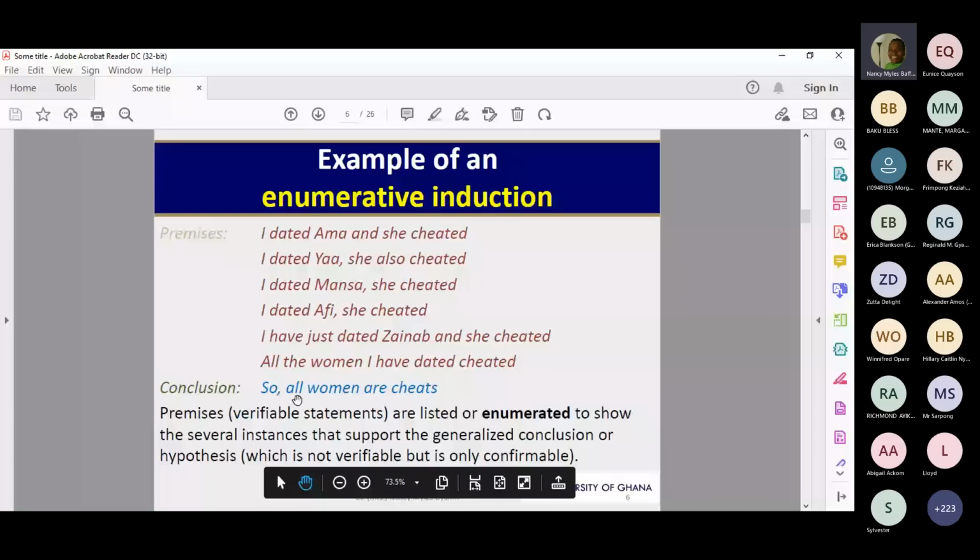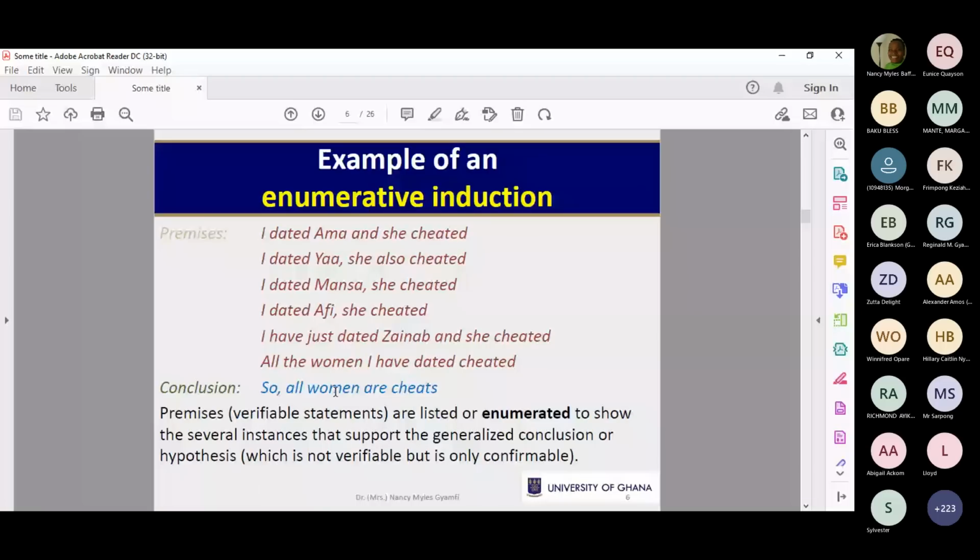But if I had concluded by saying, from all these premises, I conclude, so most women are cheats. All women are cheats, and most women are cheats. I'm not saying the same thing. One is saying, oh, there's no exception to the set of women. That's difficult to defend, difficult to confirm. The other one, which says, so most women are cheats, is easier to confirm. That's the point we are making there.